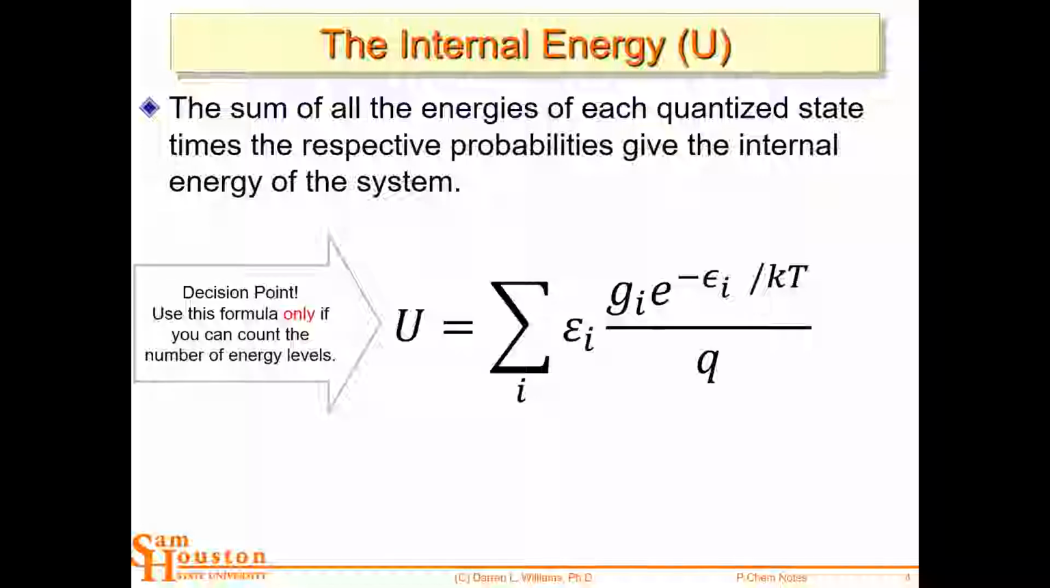Now this is a decision point though. You only use this formula if you can count the number of energy levels. So there's really two ways to do this problem. If you're given a two-level system, this is the equation that you use. If I say calculate the internal energy for 3 moles of helium at room temperature, you don't use this equation. You have 3 moles of helium.